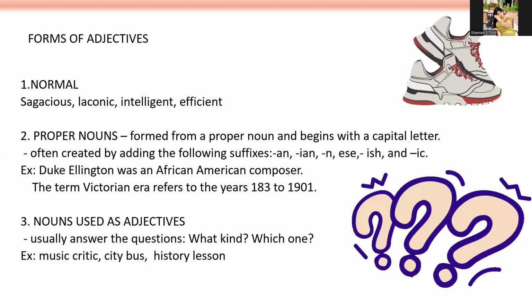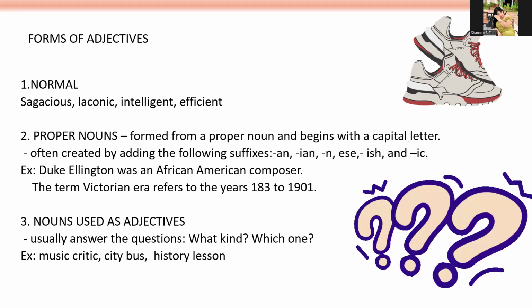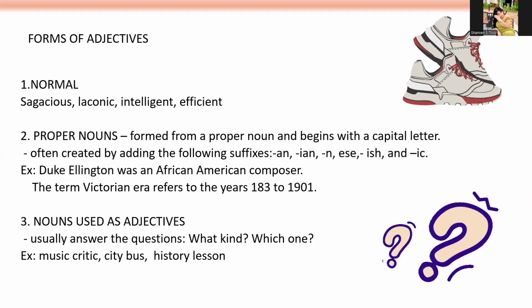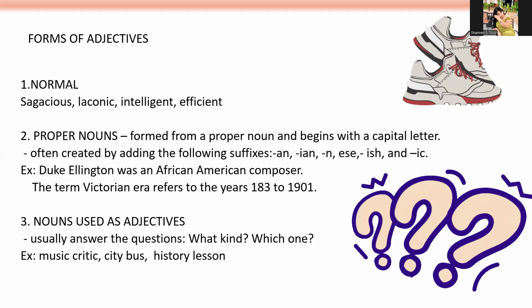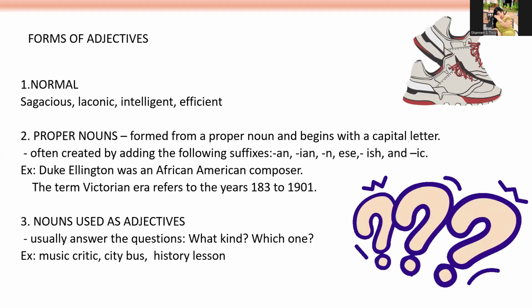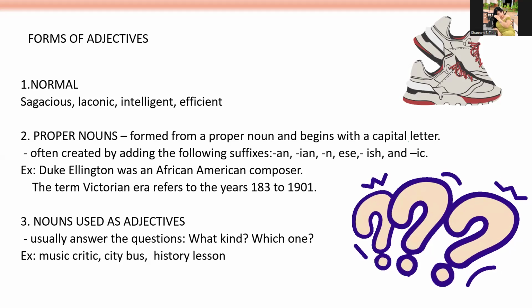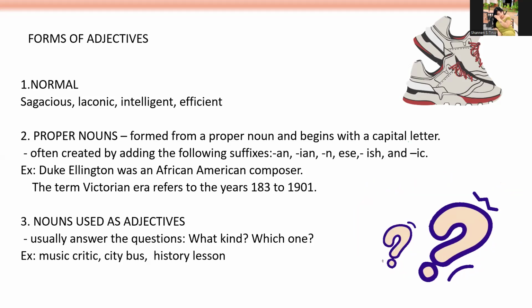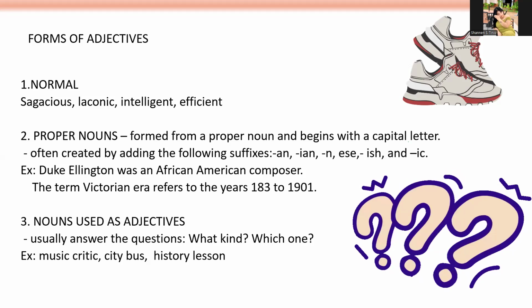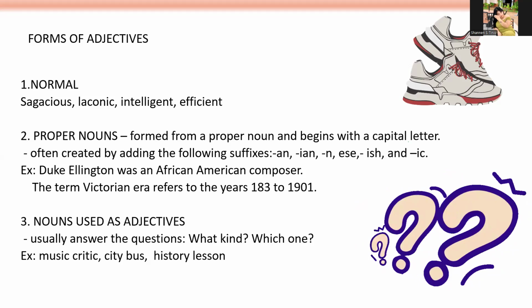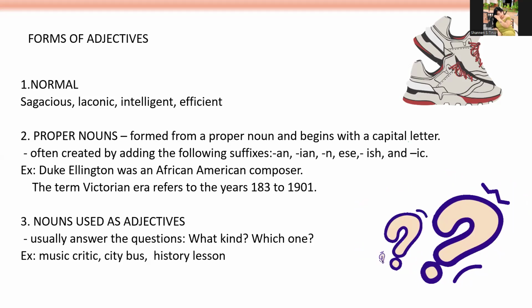Nouns used as adjectives. Music critic, city bus, history lesson. Kung mapapansin nyo, yung word of music, if you use it alone, it's a noun. The word city, if you use it alone, it's also a noun. The word history, if you use it alone, it's a noun. But since they're combined, nagbabago yung function niya, nagiging adjective siya. What kind of lesson is he conducting right now? He's conducting a history lesson. Okay? What kind of critic is he? He's a music critic. Okay?